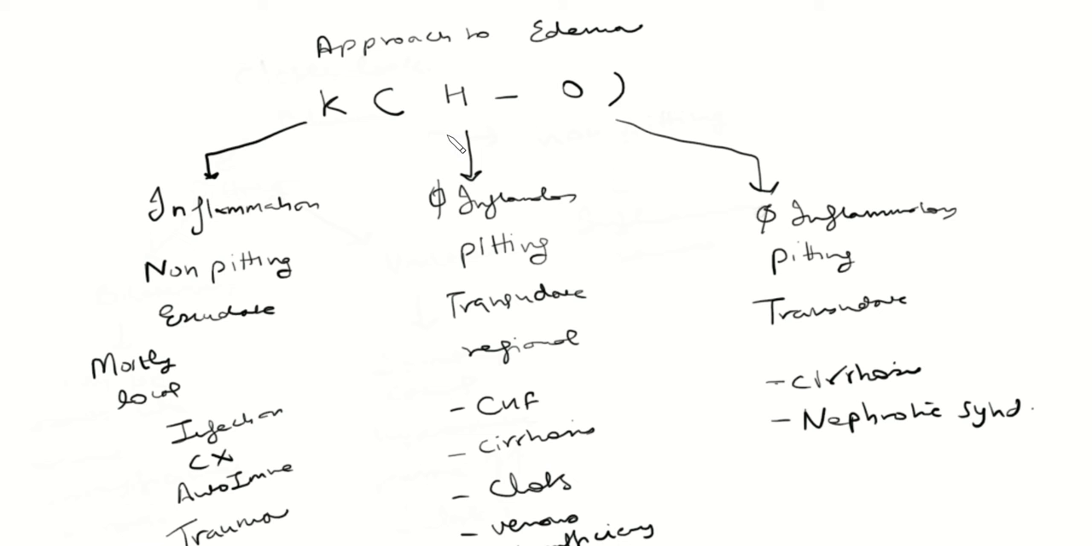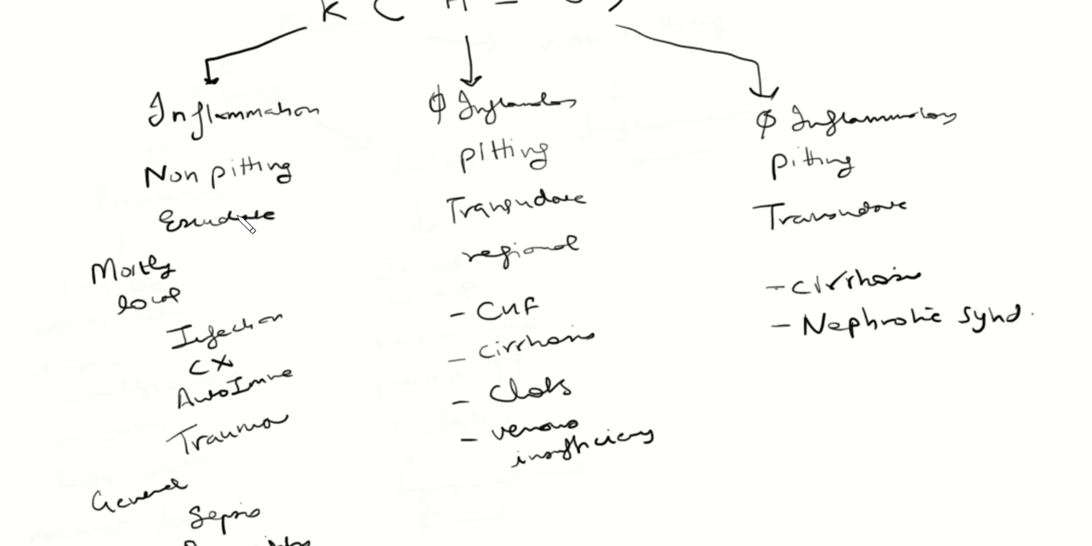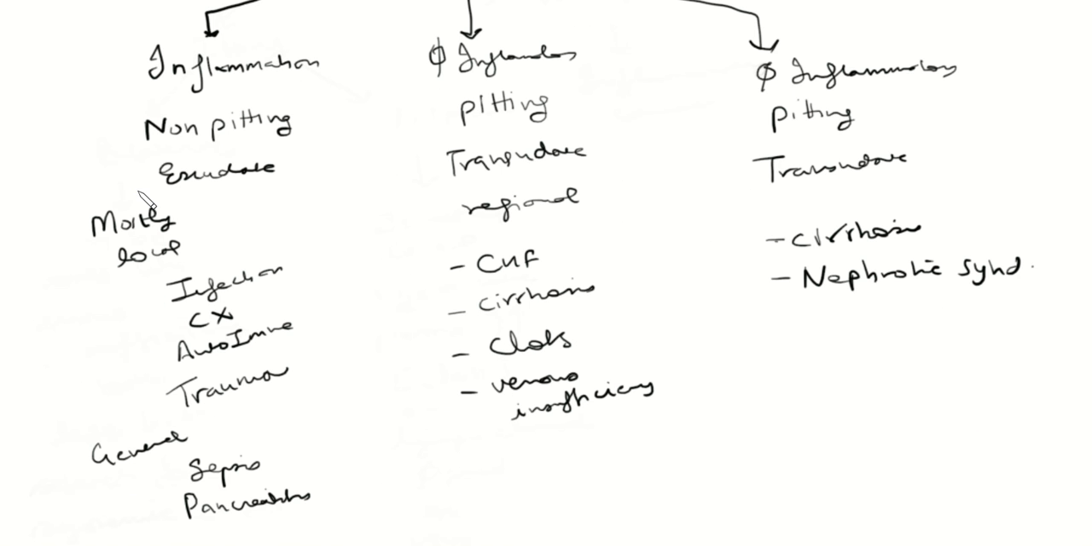So remember K times H minus O. K is inflammation, so that would be non-pitting exudate, okay? It's mostly local: infection, cancer, autoimmune, and trauma. So that's mostly local. On your sick patients, if they have general inflammation of the body, it's usually sepsis and pancreatitis, okay?